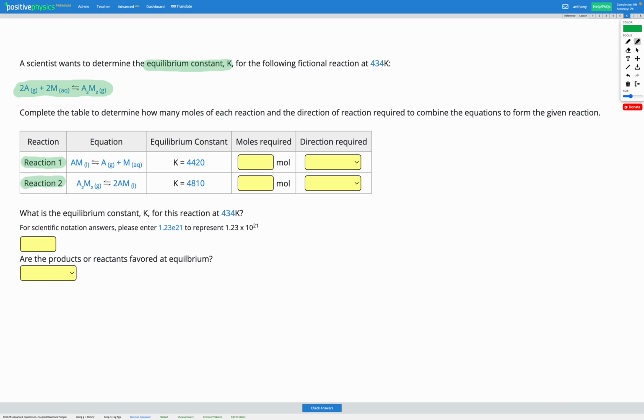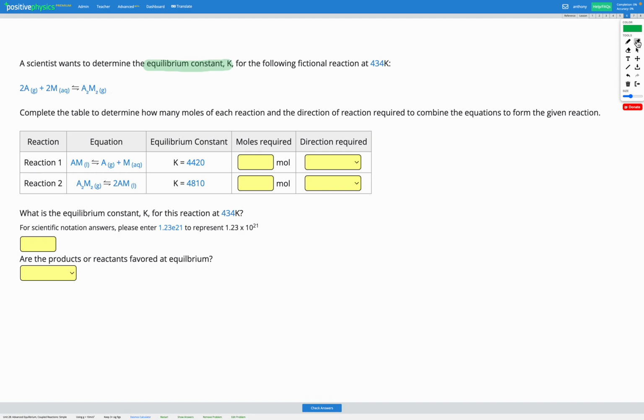Our goal is going to be combining those reactions from the table so that when we add them up, we get our goal reaction, and using the equilibrium constants of those step reactions to figure out what the overall equilibrium constant of our goal reaction is. The first part of this problem is very similar to the Hess's law problems from the thermodynamics unit.